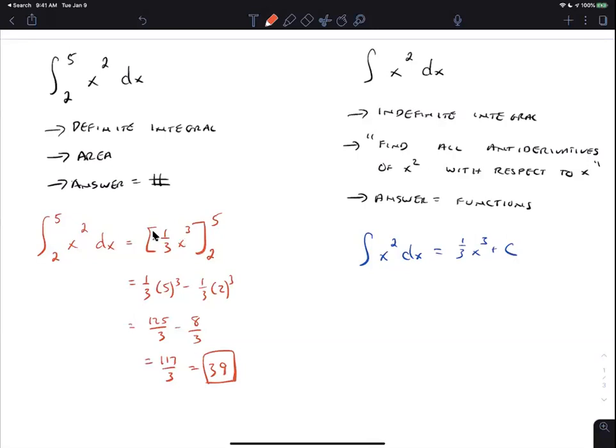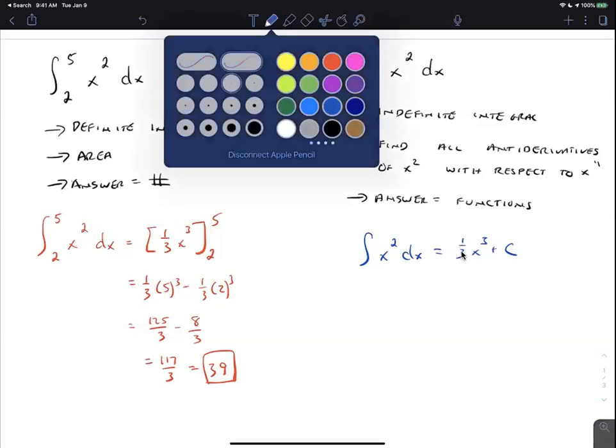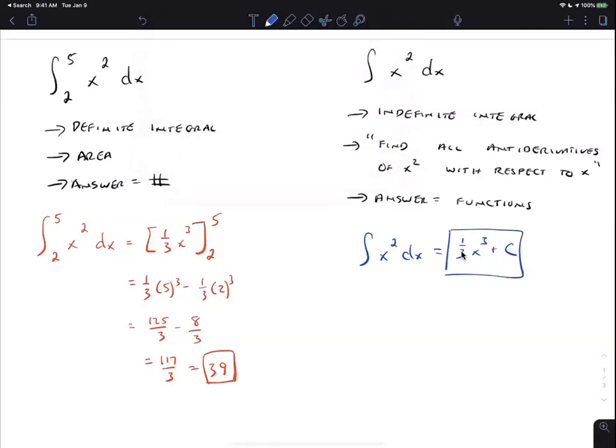Okay, so now these two problems are completely different from each other. Does everybody get that? The answer to the one on the left is 39. If you tell me the answer is 1/3 x to the third, wrong, right? The answer to this is find the area. The area is not 1/3 x to the third, the area is 39. Over here, the answer is this set of functions, 1/3 x to the third plus any constant. And so you have to be careful about what it's asking for, whether it's an indefinite integral or a definite integral.